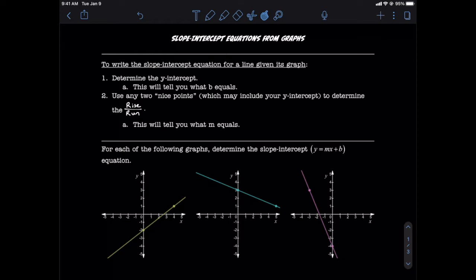If we are trying to find the slope-intercept, aka y equals mx plus b, equation, the first thing we need to look for on the graph is the y-intercept. This point is where your line crosses the y-axis. That's the axis that goes straight up and down. Once you find this number, this is your b value in y equals mx plus b.